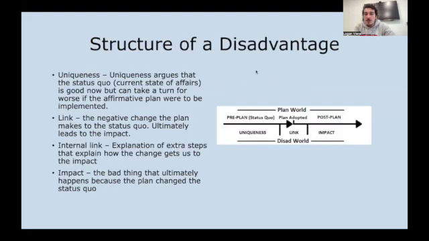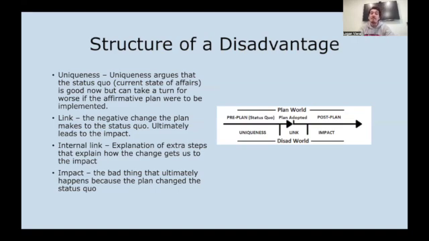Before starting, I want to make sure everyone is clear with what a disadvantage means in a debate round. So a disadvantage has four parts. The first is uniqueness, where the negative will say that there's something good that's happening right now in the status quo, but that can take a turn for the worse or decline if something happens.